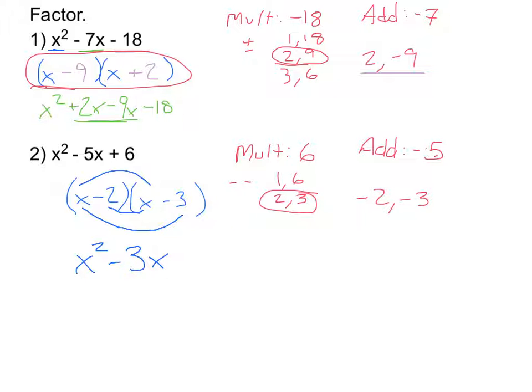Negative 2 times x for negative 2x. And negative 2 times negative 3, that's positive 6. And these in the middle would combine to negative 5x. And so we get the correct answer. And we are done.